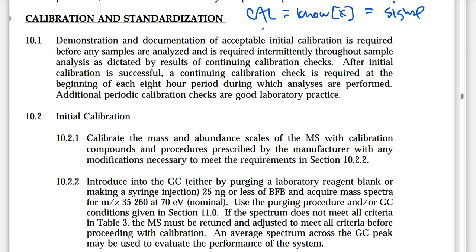Keep in mind that cal solutions typically are going to be 5 or more, and 3 is going to be the minimum that we would ever see in a method. We cannot go lower than 3 at all, but preferably 5 or higher is where we're going to target.